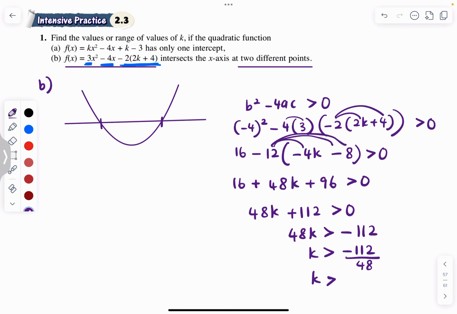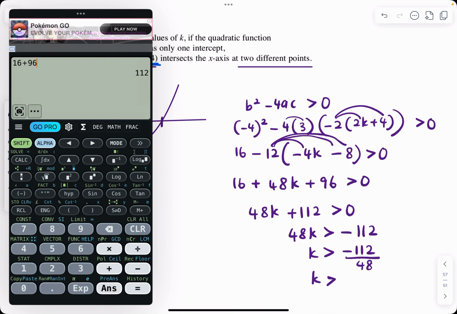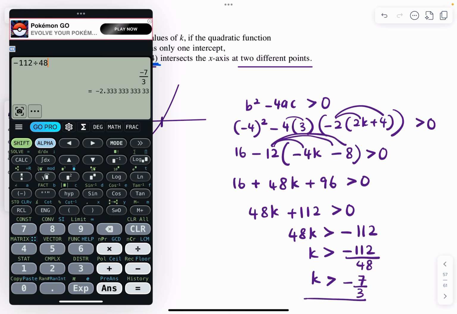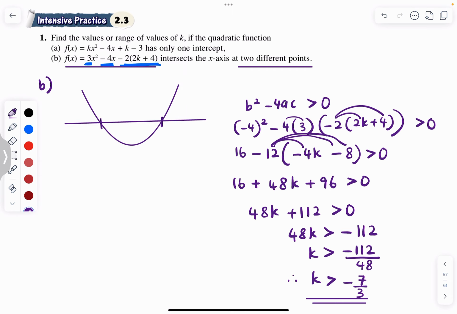So k is more than negative 7 over 3. This will be the answer for k. Done. This is when the graph intersects at two different points. So b square minus 4ac will be more than 0. That's it.